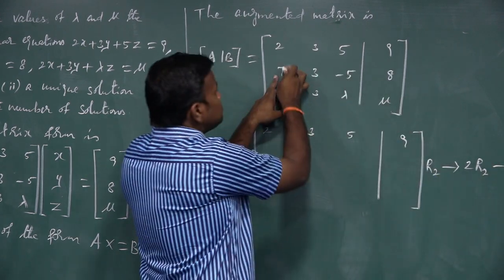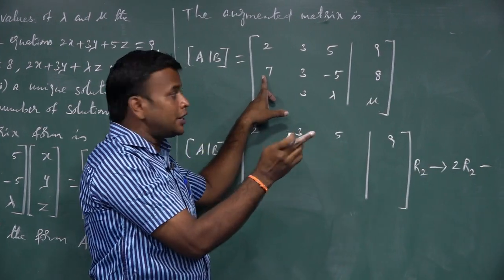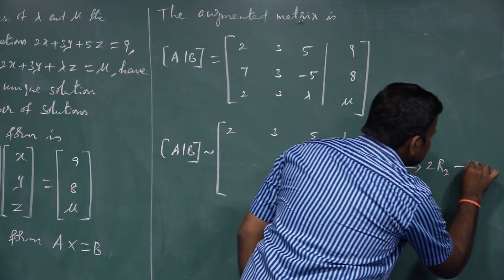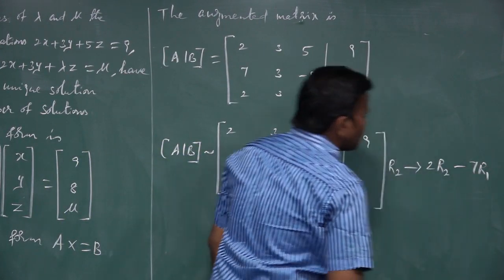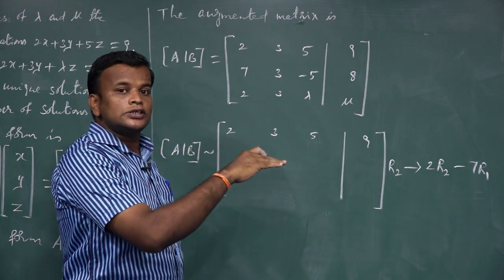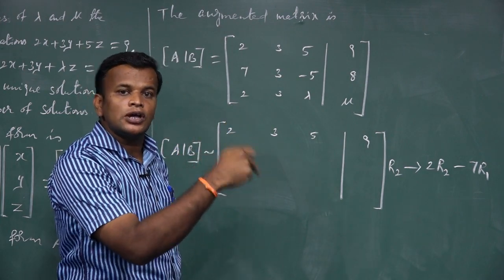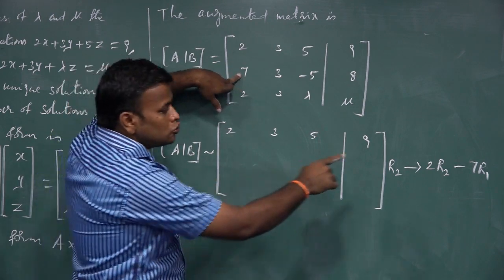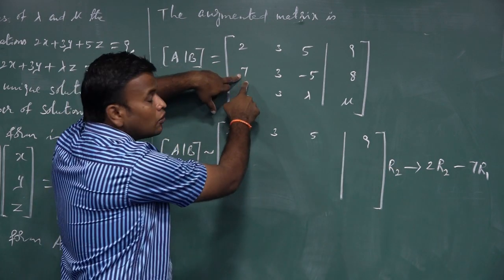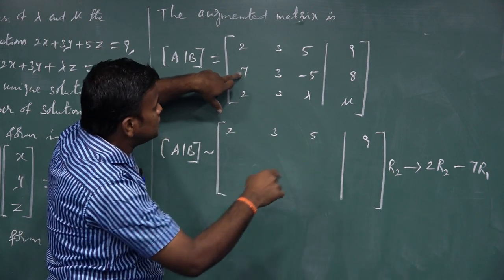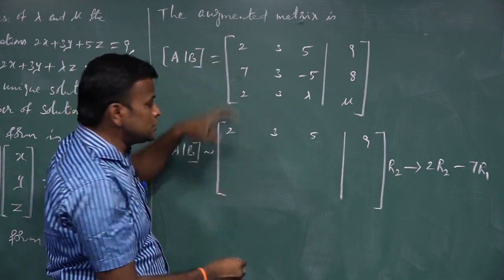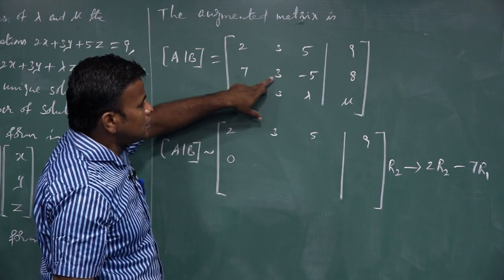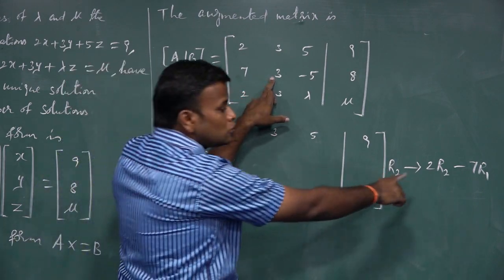Both have the same sign, so I subtract: minus 7 times R1. So we write fully R2 as 2 times R2 minus 7 times R1. The number 7 is there. We write R2 as 2R2. 2 sevens are 14, minus 7 twos are 14. 14 minus 14 is 0.